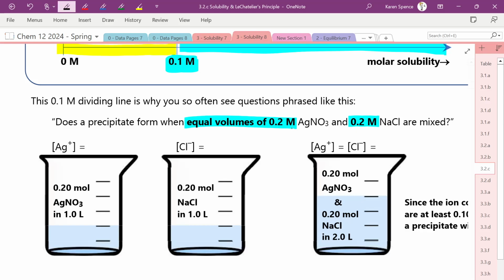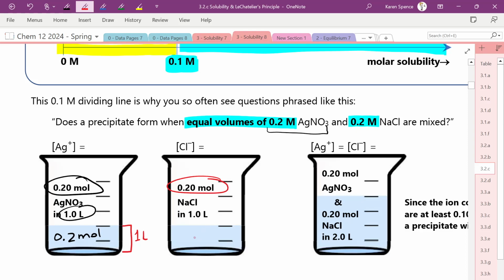Anyway, so we have this 0.2 molar AgNO3. So we have dissolved 0.2 moles in 1 liter. And same thing for the sodium chloride: 0.2 moles in 1 liter. So what is the concentration of silver and what is the concentration of chloride in these two solutions? 0.2 molar, yes?